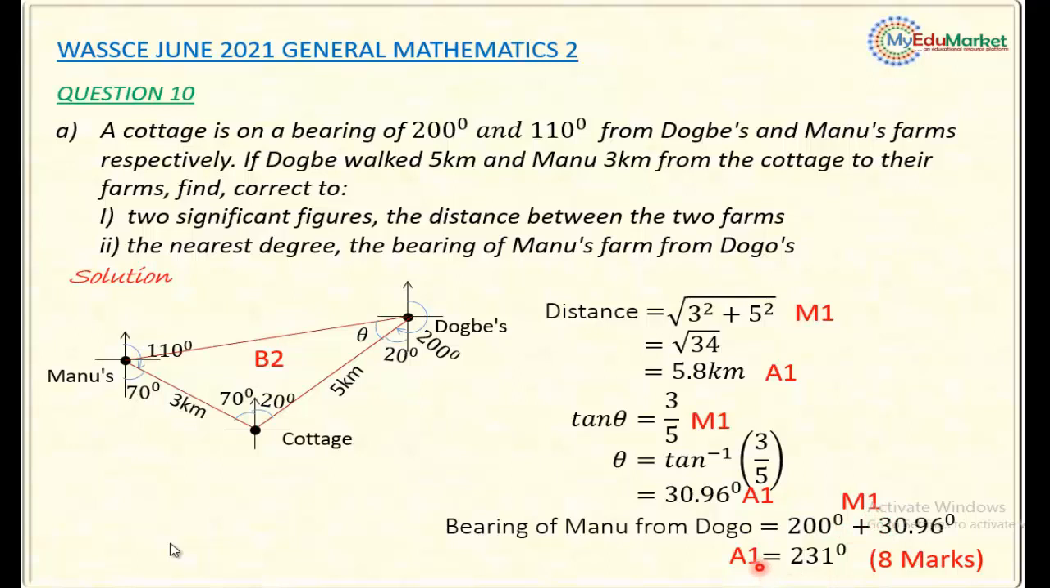And finally, for the final result, or the final bearing, as 231, you have another accuracy mark. So in total there are 8 marks to this very question according to the marking scheme.